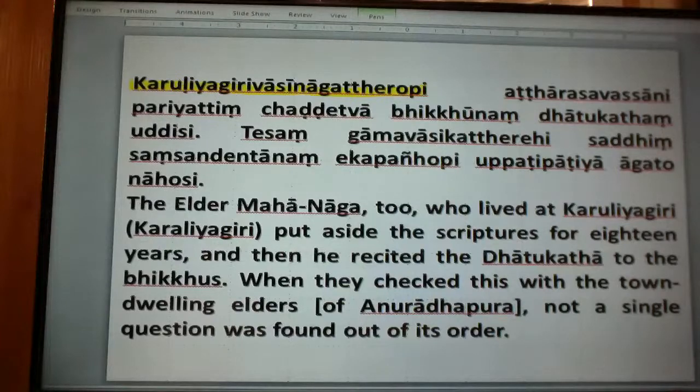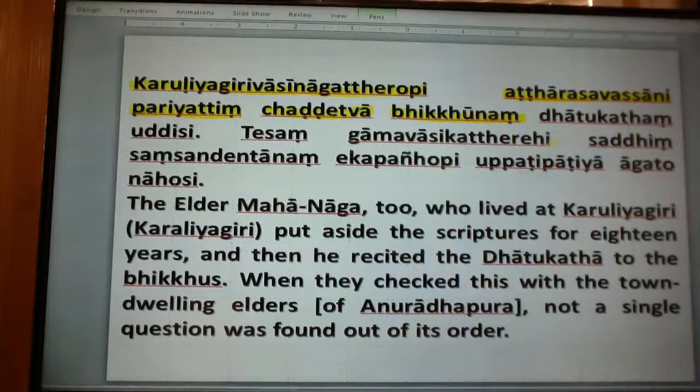He was staying at the mountain, Kaluriya mountain. Atharasa Vassani: Atharasa is 18, Vassani is years, so 18 years. Pariyatin means studying the three baskets. Chinditwa means stop. He stopped studying the three baskets for 18 years. You can imagine, 18 years is too long.